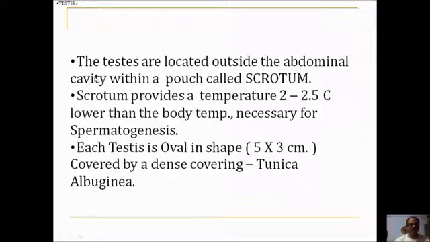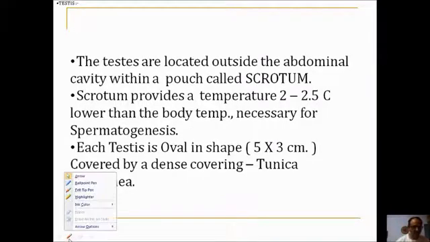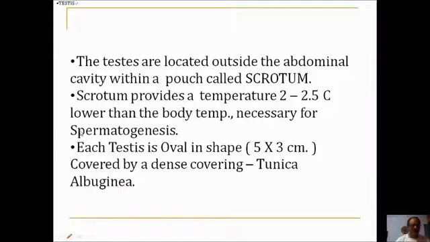The testis is located outside the abdominal cavity within a pouch called the scrotum, and it provides a lower temperature than the body temperature, which is very necessary for the process of spermatogenesis. Each testis is oval in shape, about 4 to 5 centimeters in length and about 3 centimeters in width. It has a dense covering of tunica albuginea.